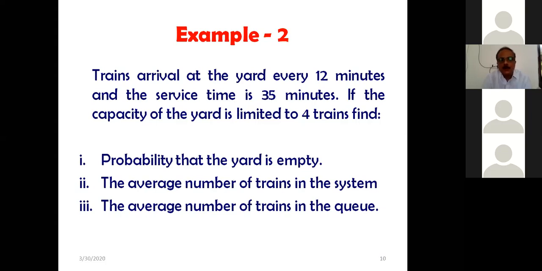If the capacity of the yard is limited to 4 trains, fine. Number 1, the probability that the yard is empty, which means you will have to find out P0, the average number of trains in the system, and the average number of trains in the queue. Very simple. When I say it is a yard, that means it is a single server. When I say that only 4 trains are allowed to come into the yard, that means it has a finite capacity. So n is equal to 4 here. So we will use the second model and its measures.